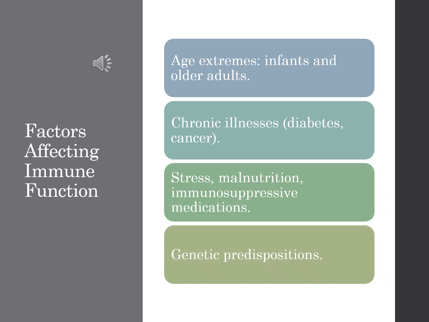Nutrition can also impact our immunity. Proteins and vitamins like A, C, and E are building blocks for those immune cells. So if we have decreased protein or malnutrition, and maybe decreased vitamin A, C, and E, then we might have a decrease in our immune system.